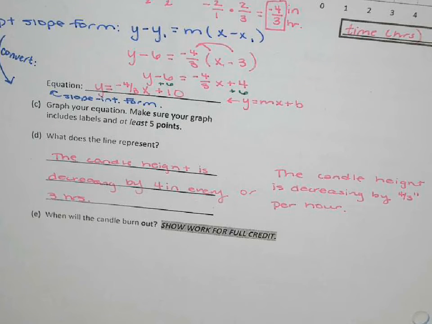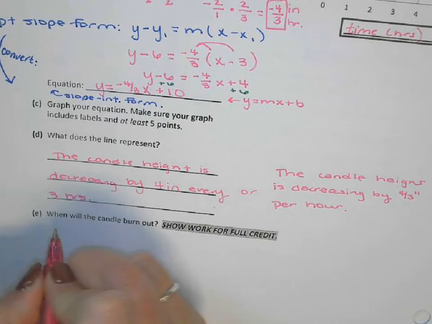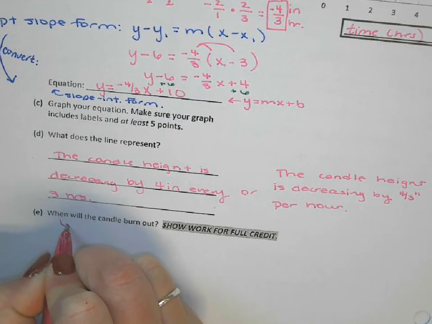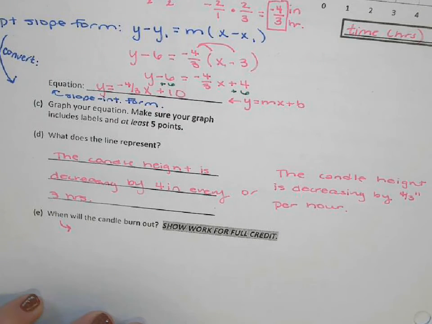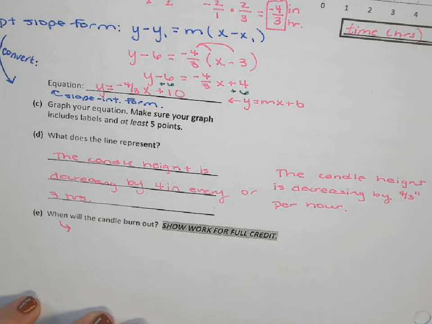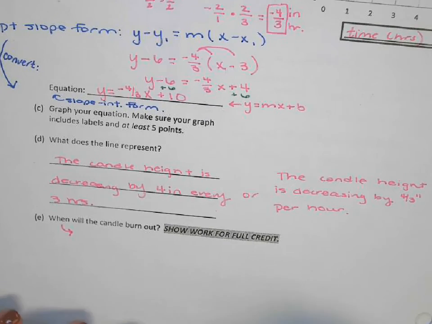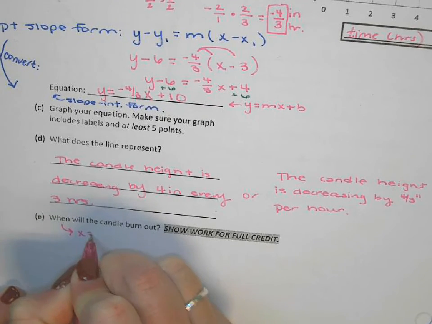And the last question asks, when will the candle burn out? If it's asking when, what variable will we be looking for? Are we looking for an x or a y? It's asking when. Are we looking for time or a height? Time. So time is what variable? The x. So our x is what's in question here.